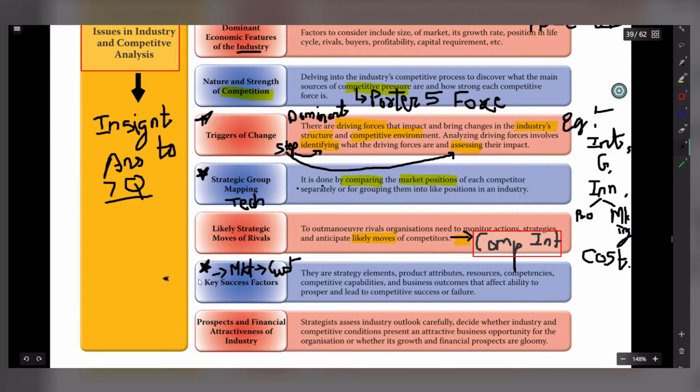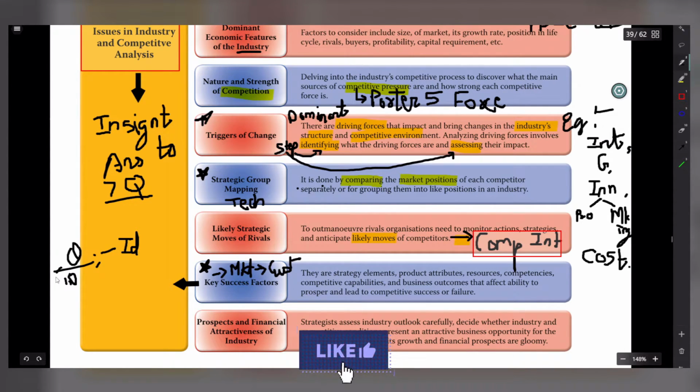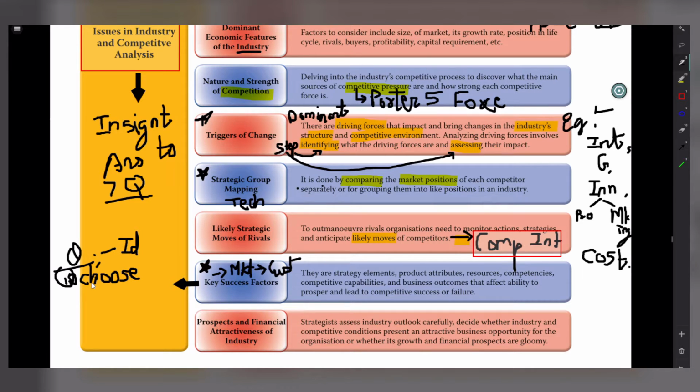So, the three questions which are required to be asked for identifying KSF are: number one, how do customers choose between different brands, between different industries, between various products? What is the customer's choosing pattern? What product attributes are very crucial for the customer?